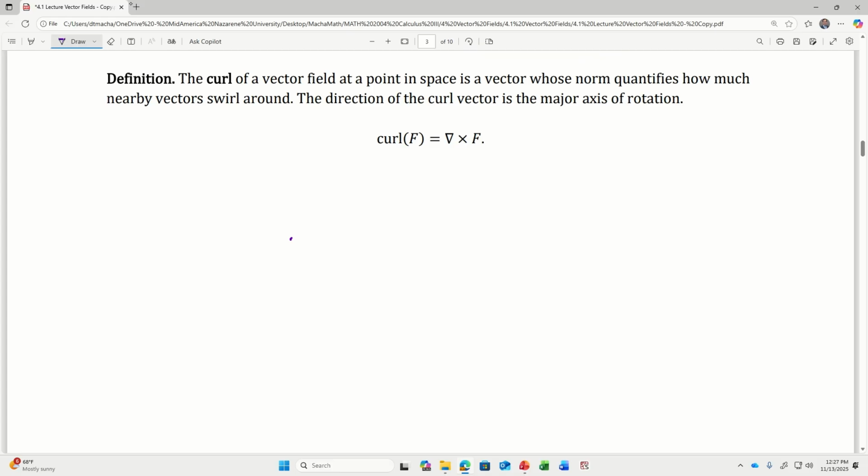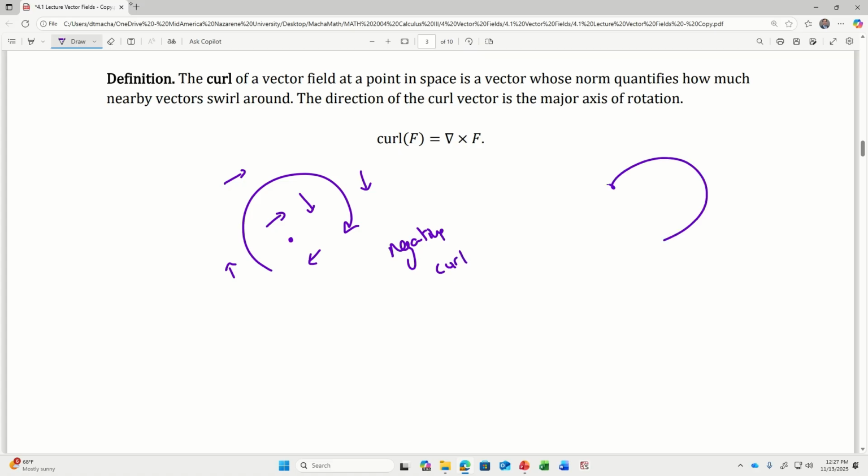So the curl is telling me, if I've got a point in space, how much are the vectors kind of pointing in a circle? How much are they swirling around? This is clockwise, so it would be negative curl. And if it were moving counterclockwise, we'd be talking about positive curl. And of course, this is like a three-dimensional phenomenon.